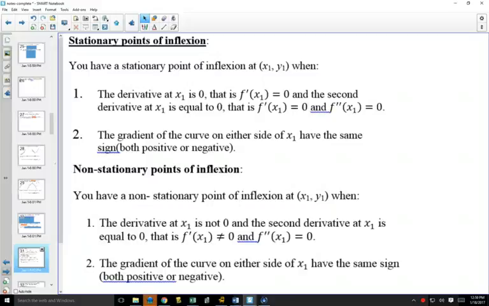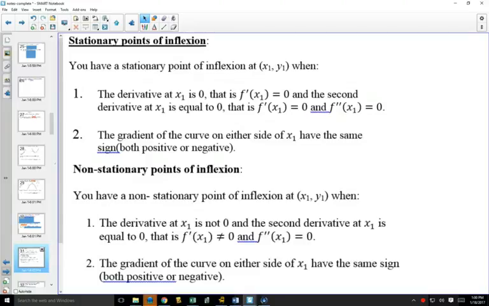So inflection points is where it changes concavity, and then you have a special inflection point called the stationary point of inflection if it changes concavity and the first derivative is equal to 0. So you have a stationary point of inflection. The first derivative is equal to 0. The second derivative is equal to 0 at that same point.